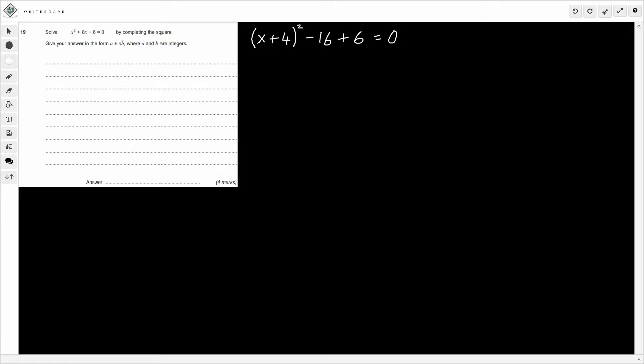So, let's do a bit of simplifying here. This is going to be x plus 4 all squared, minus 10, since minus 16 plus 6 is minus 10, is equal to 0. And then take the 10 across. This is x plus 4 all squared. This is equal to 10.